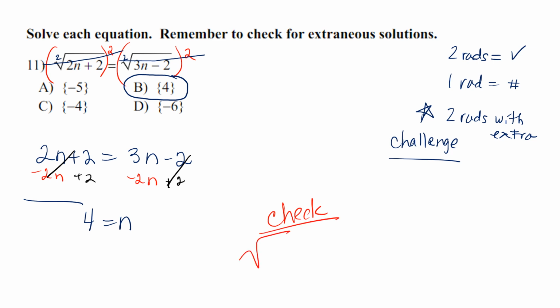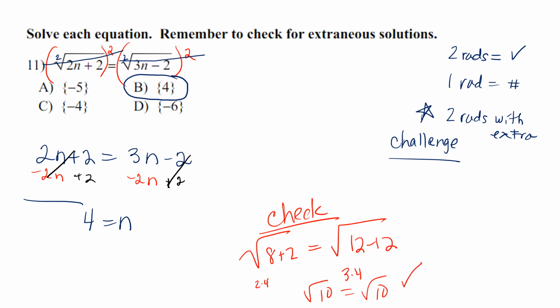So is the square root of, let's see, 2 times 4, 8 plus 2 equal to the square root of 3 times 4, which is 12 minus 2. So does the square root of 12, or excuse me, square root of 10 equal the square root of 10? Heck yeah, sure does. Fabulous, we were right.